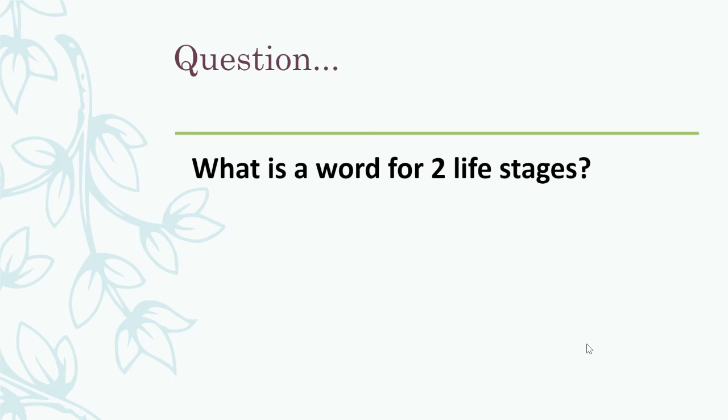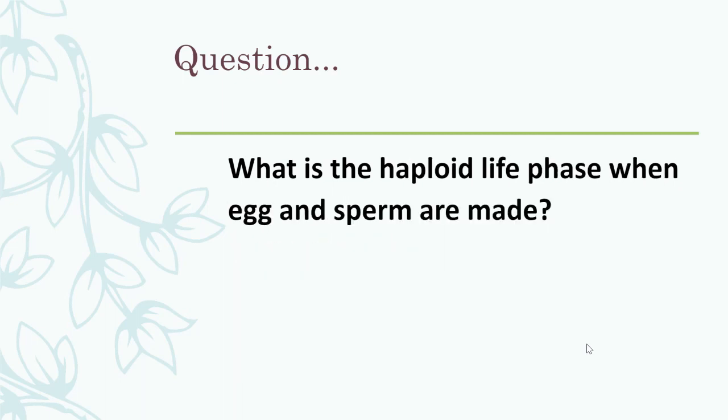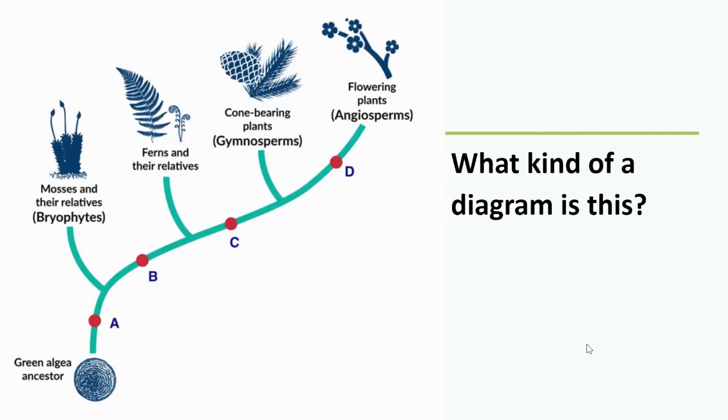All right, what is a word for two life stages in plants? That is called alternation of generations. And in the alternation of generations, when you have a diploid, having the full amount of DNA and producing spores, what life phase is that? That's sporophyte. What is it called when it's the haploid life phase, when the egg and sperm are being made? Good, that's gametophyte.